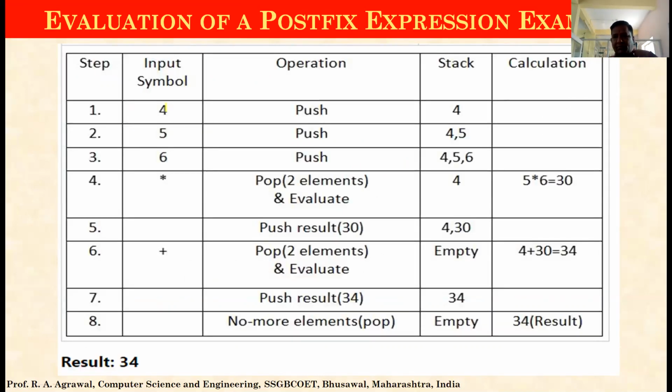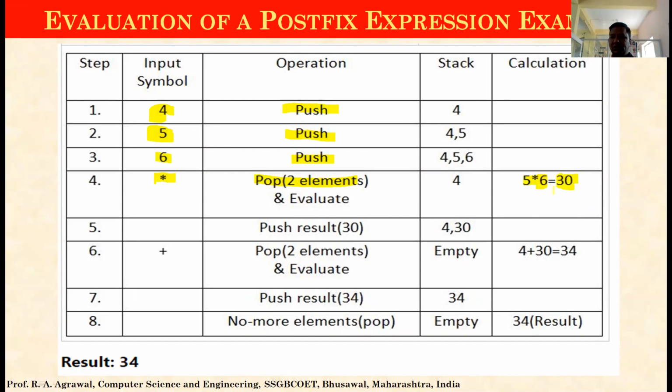You can see in step number 1, when an operand is encountered, you have to push it on the top of the stack. When the next operand is encountered, again you have to perform the push operation. Again an operand is encountered, again you have to perform the push operation. When a mathematical operator is encountered, then you have to pop 2 elements from the top of the stack and perform the computation B cross A, which will give you 30.